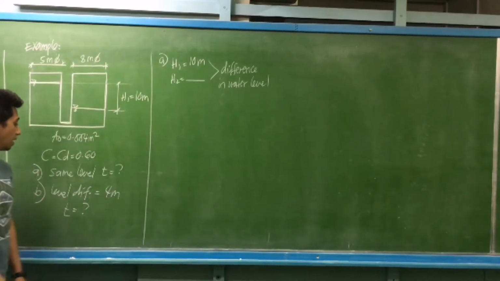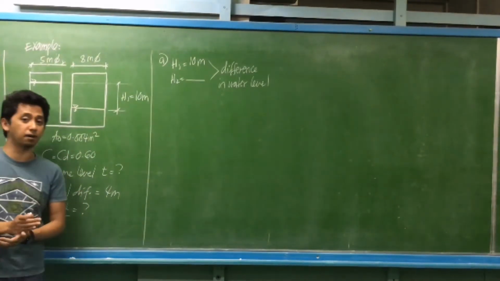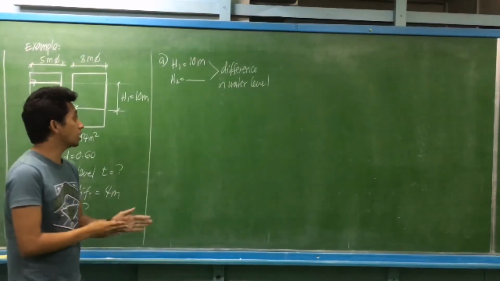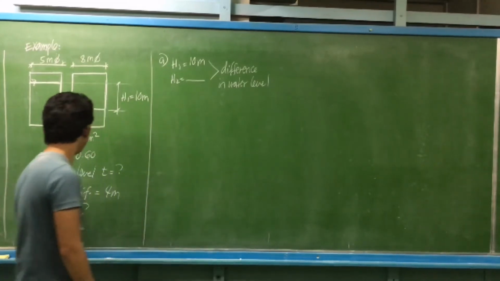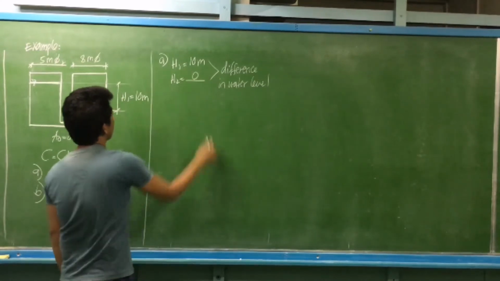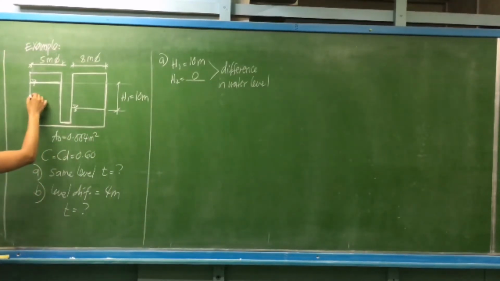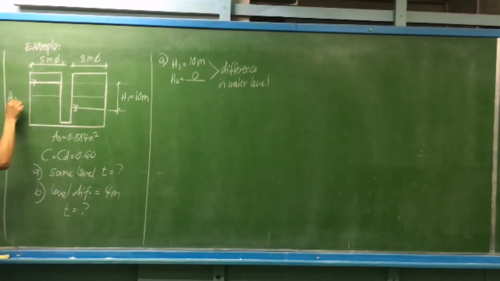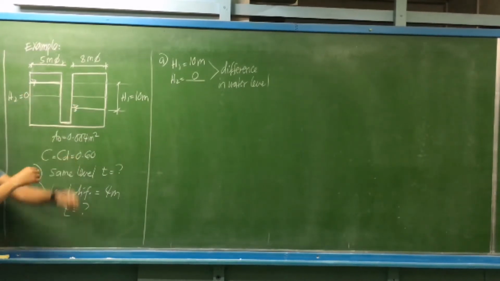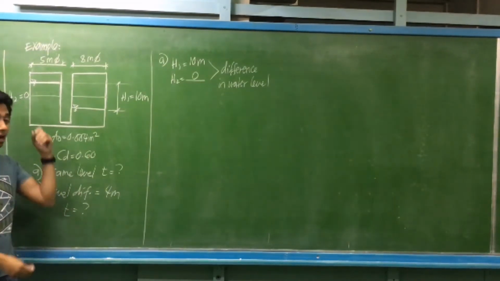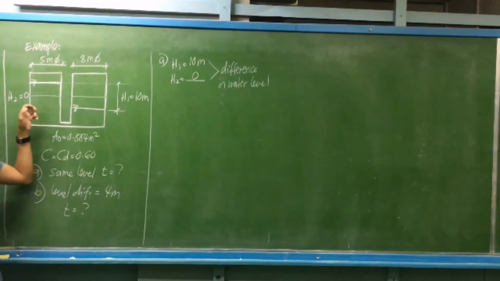So pag sinabi na the same level, what will be the difference in the liquid surfaces kapag the same level na? So obviously, kapag the same level na, there's no difference in liquid surface. You agree? So, di ba kapag the same level na sila, so which means your final head will be equal to zero. Same level, there's no difference in liquid surface. Or, pwede nating i-reword yung question that is the same as, gaano katagal bago tumigil yung flow?